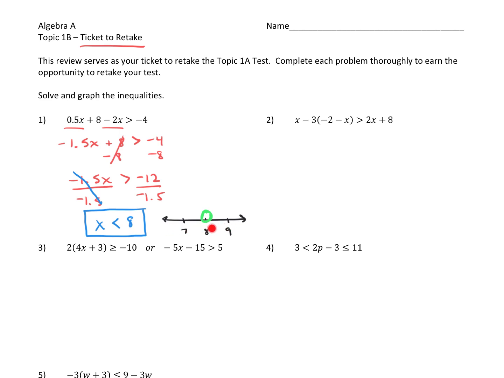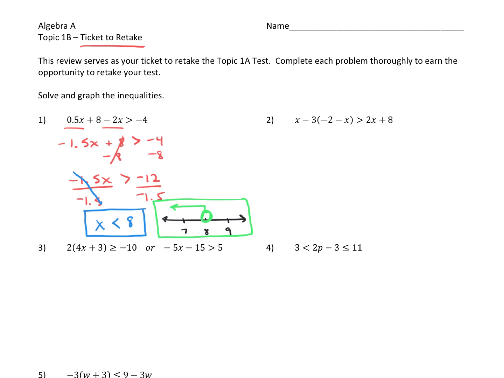So as you look at a number line, I could shade to the right where the numbers are getting bigger, or I could shade to the left where the numbers are getting smaller. And we want to shade to the numbers that are less than 8, so that is going to be to the left. All right, so we solved our inequality and we graphed it. Let's move on to number 2.